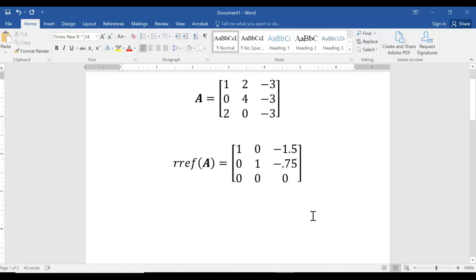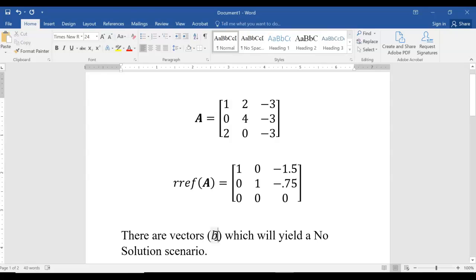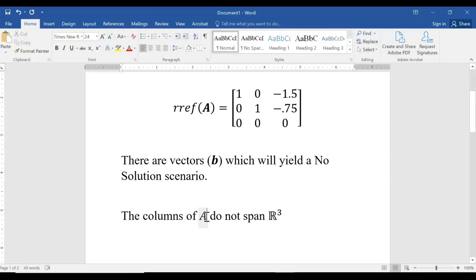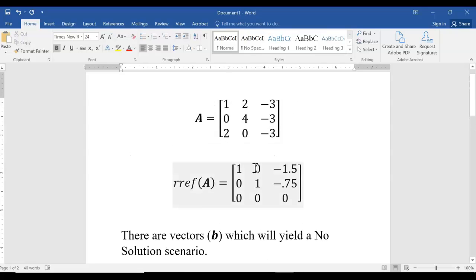Okay? So there are going to be some B vectors, again, the B ones, which yield a no solution scenario, where you end up with a 1 right here when you row reduce it. And therefore, the columns of A are not, in fact, spanning R3. Because there are B's in R3 that would not work, because there are some no solution scenarios, the columns don't span R3. For this matrix A, the columns don't span.